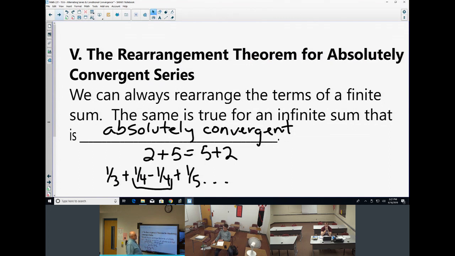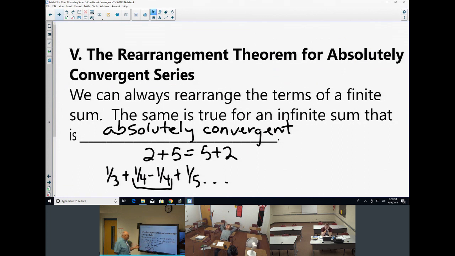So this is just saying something that we've already done. This rearrangement theorem says we can always rearrange the terms of a finite sum. The same is true for an infinite sum that is absolutely convergent.